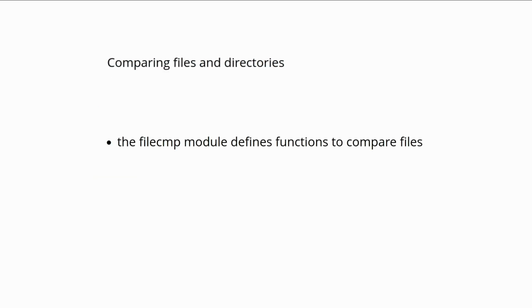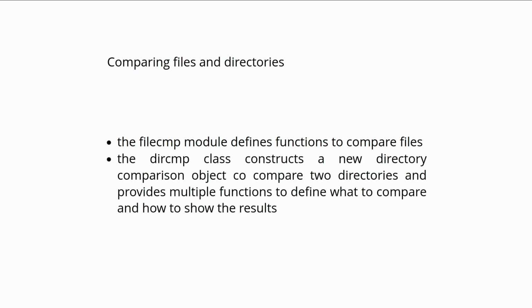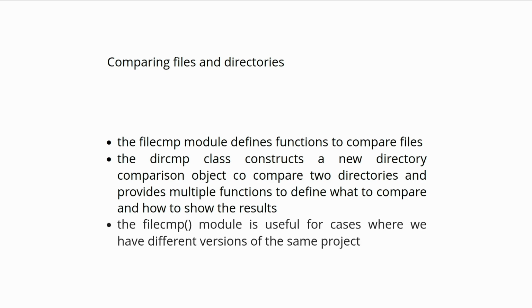So for comparing files and directories, you can use the filecmp module, which defines functions to compare files. And the dircmp class constructs a new directory comparison object to compare two directories. It also provides multiple functions to define what to compare and how to show the results of the comparison. And it can be useful for cases, for example, where we have different versions of the same project.